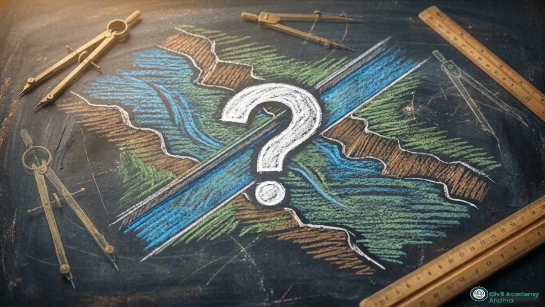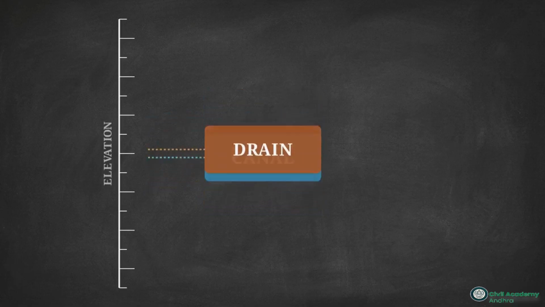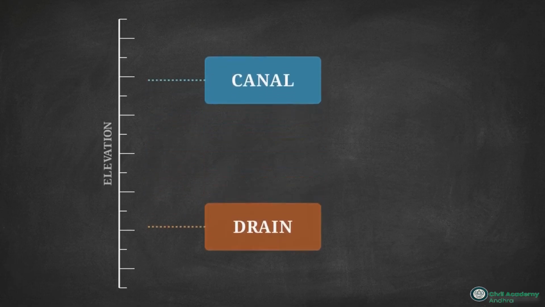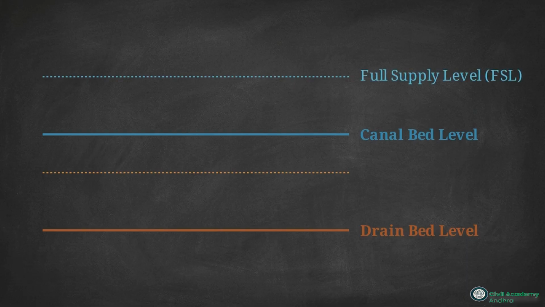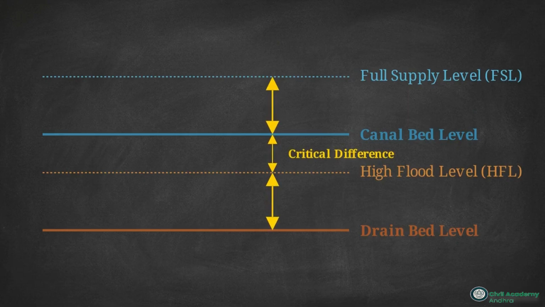At every intersection, the designer faces a choice. What type of structural enclosure will best facilitate the crossing? This selection is never arbitrary. It is governed entirely by evaluating the vertical relationship between the canal and the natural drain. This diagram shows the four critical metrics used in this comparison: the physical bed levels of both channels, the canal's full supply level, or FSL, and the drain's high flood level, known as the HFL.